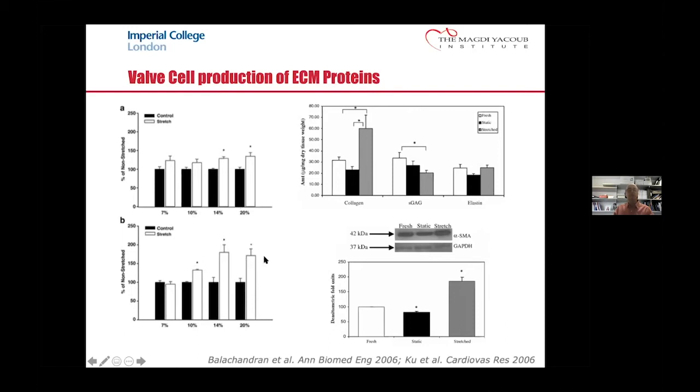So the valve interstitial cells are responsible for collagen synthesis, which helps with the longevity and the homeostasis of the valve. This is confirmed in the study by the Balachandran investigators, which showed similar effects for collagen, and the fact that stretch also regulates GAGs, but with no effect on elastin. Stretch can also upregulate levels of smooth muscle alpha-actin, which is indicative again of the presence of myofibroblasts.